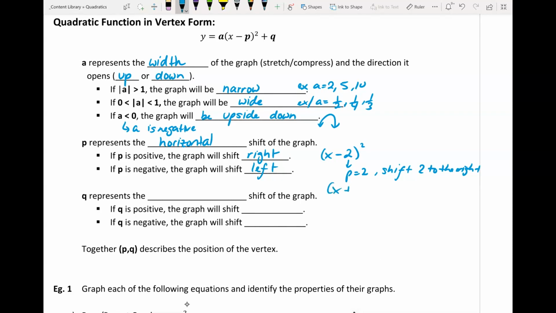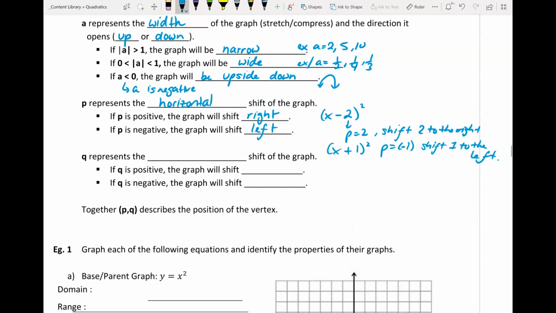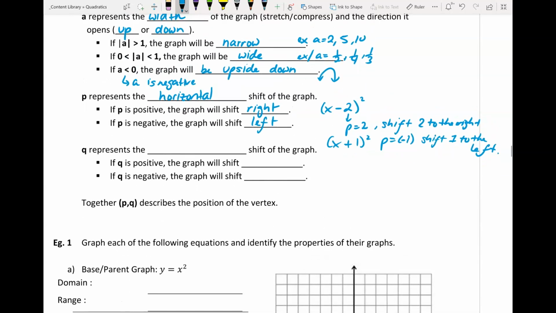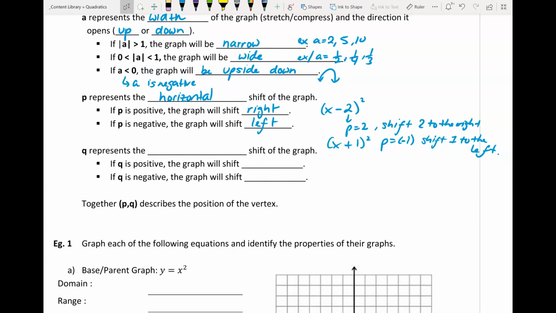Now, if you had a positive number here, let's say something like that, p is equal to -1, because this would be x minus -1 to get x plus 1. Since p is negative, we're going to shift to the left. So shift 1 to the left. And lastly, for q, the number that's outside of the x squared, this represents the vertical shift of your graph.